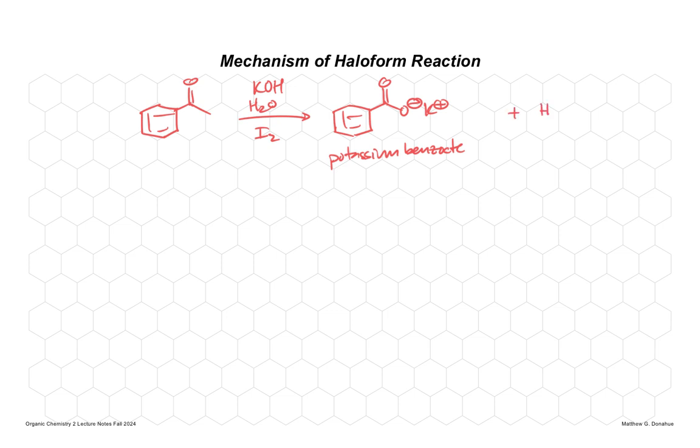And so we get H and then the iodoform. So we want to understand how the carbon is ending up in iodoform, how the other oxygen's getting in there, and why does it end up as the salt, K plus, and then benzoate. So we have 3 alpha hydrogens, and since we're under basic conditions, we'll deprotonate to form the enolate.